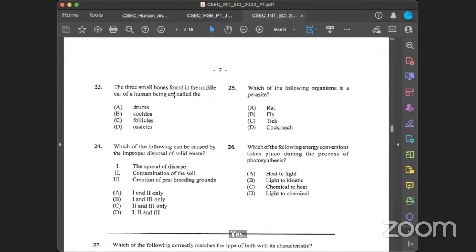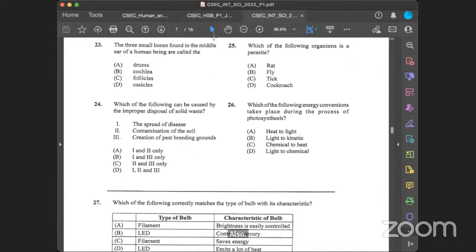The 3 small bones in the ear, they're called what? Ossicles. 24. Which of the following can be caused by the improper disposal of solid waste? Spread of disease, contamination of soil, creation of a breeding ground for pests. Soil contamination is not significantly important to us, but it can happen. So 1, 2, and 3, all of those.